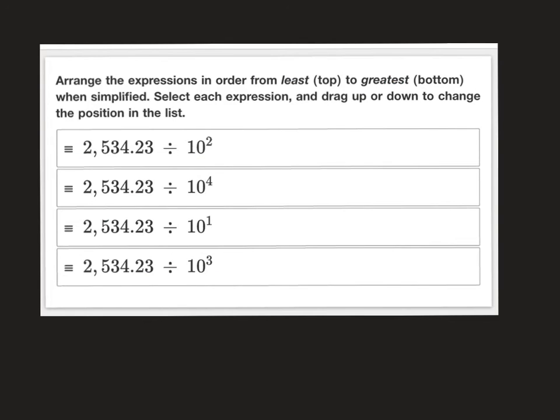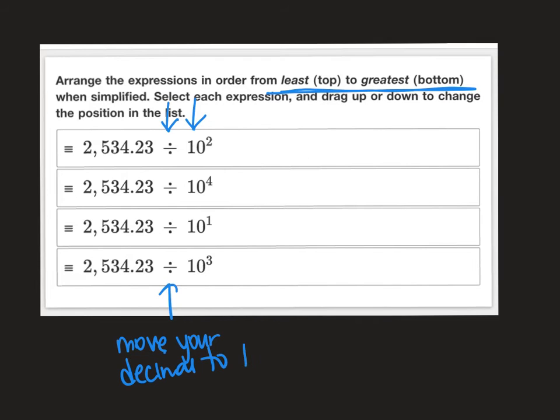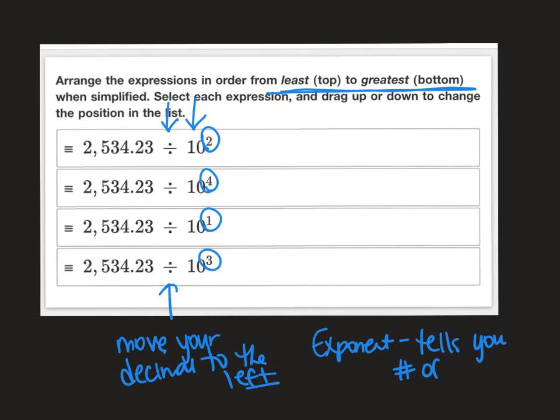All right, this is a drag question where you have to drag them in order, but obviously I can't do that with just the picture, but I am going to work them out and then number them in order from least to greatest. So if I'm seeing these powers of 10 and I know I'm dividing by them, a couple of things we need to make sure we understand. If we are dividing, you move your decimal to the left. And then you also look at this exponent to decide how many times you're going to move. So the exponent tells you the number of times to move. All right, so we're moving to the left and however many times the exponent tells me to.